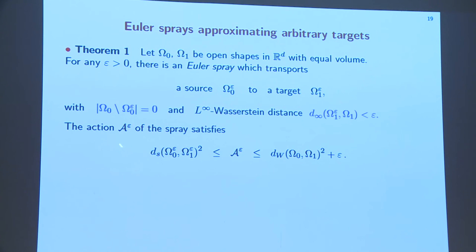And the total action of the spray, of course, this is the shape distance I defined as the infimum over paths connecting omega 0 epsilon to omega 1 epsilon. Of course, the actual action is no smaller than that, but it's as close as you like to the Wasserstein distance between omega 0 and omega 1. So this tells us that these Euler sprays are in some sense geodesics. They're critical paths of the action. And you can find a lot of them. They're everywhere dense in this space of shapes.